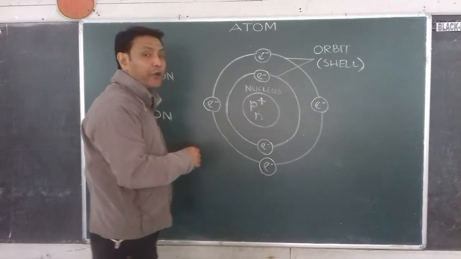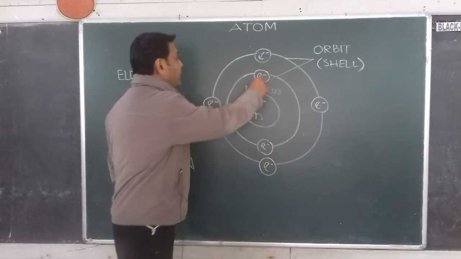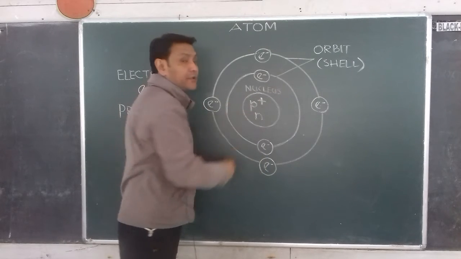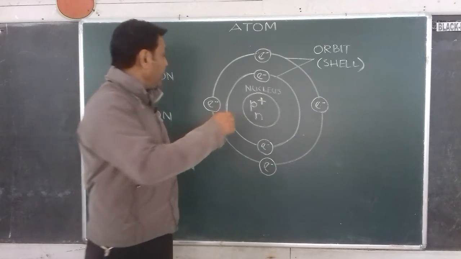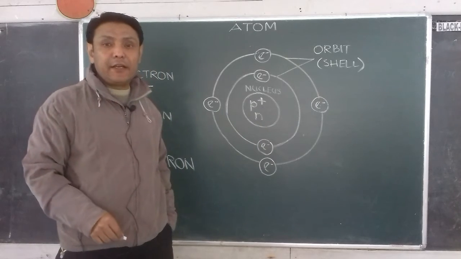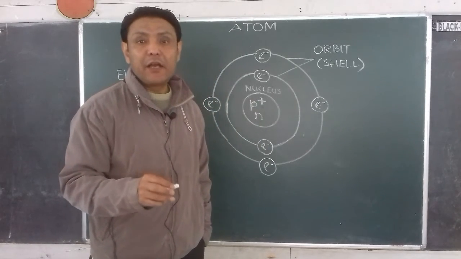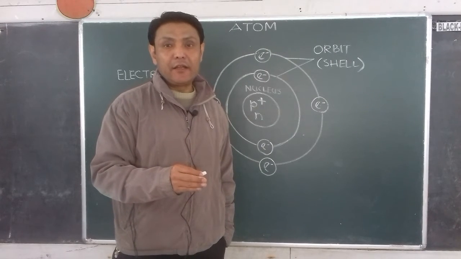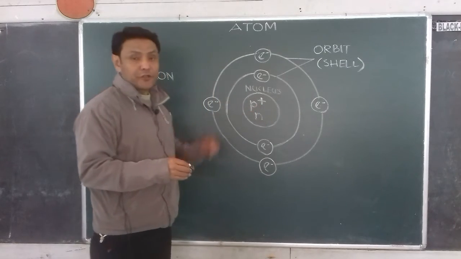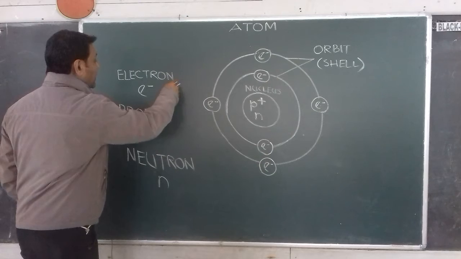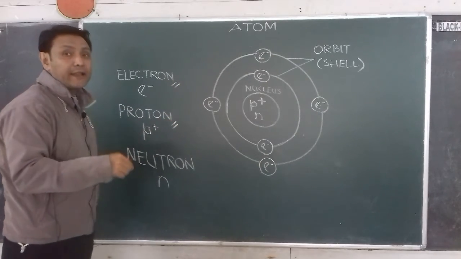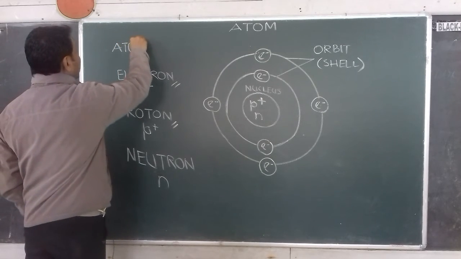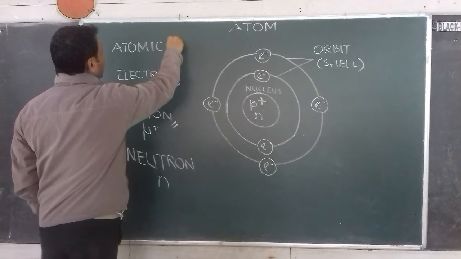Now, in an atom, we have to remember that the number of electrons, in this case, there are 1, 2, 3, 4, 5, 6 electrons, and there are 6 protons inside the nucleus. In other words, in an atom, the number of electrons is always equal to the number of protons. That comprises the atomic number.